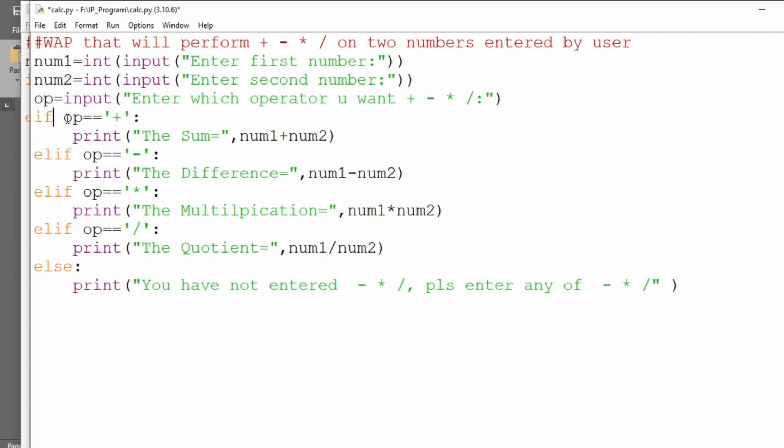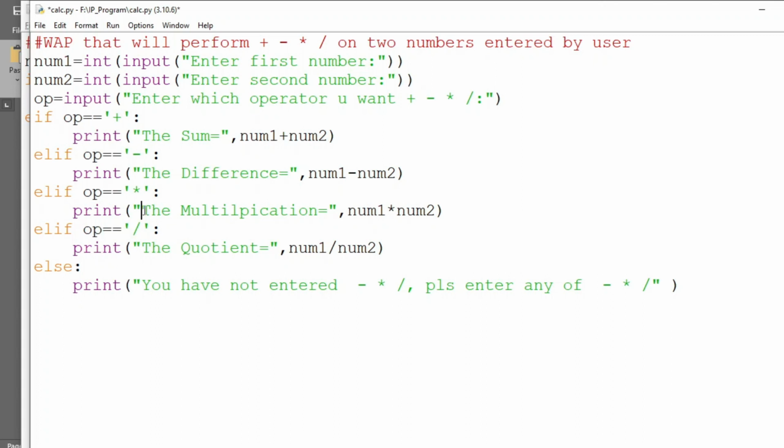Now if the operator, this variable, is a plus sign, if the user is entering plus, then what you have to do, you have to print a message and then their sum. So a comma and separated by the sum of the two variables, right? And if the operator is minus, double equal to minus, then the difference num1 minus num2. If the operator entered by the user is a star, which is on the keyboard, okay, then the multiplication is num1 multiplied by num2. If the operator is this one, then you are going to divide it.